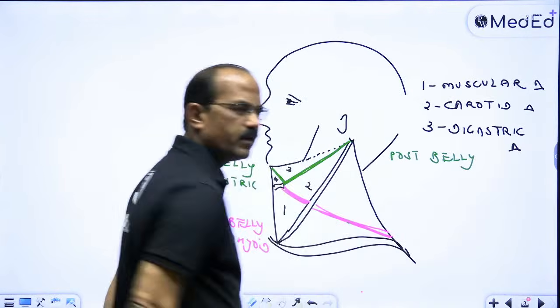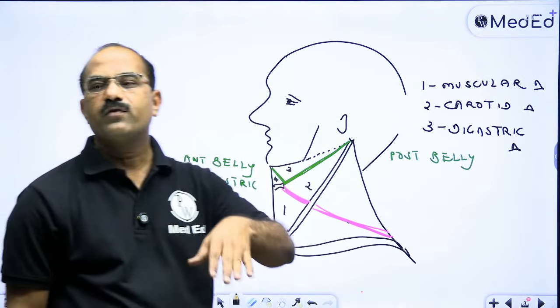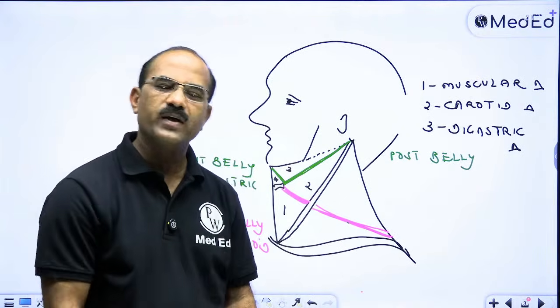Digastric triangle. Fine. What are the boundaries of the digastric triangle? Anterior belly and posterior belly of digastric, and the body of the mandible. That's the digastric triangle. Very good to all of you.